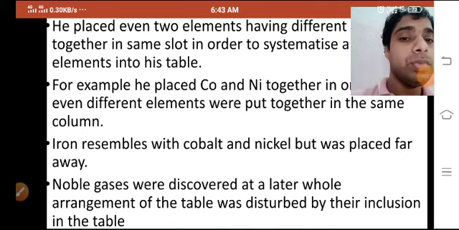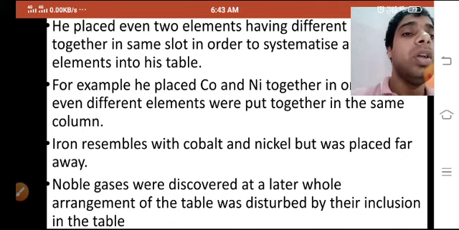We should know that Newland's law of octaves was also not a complete success. So that was the drawback of Newland's law of octaves, and we will work with the next periodic law, which is Mendeleev's periodic table.